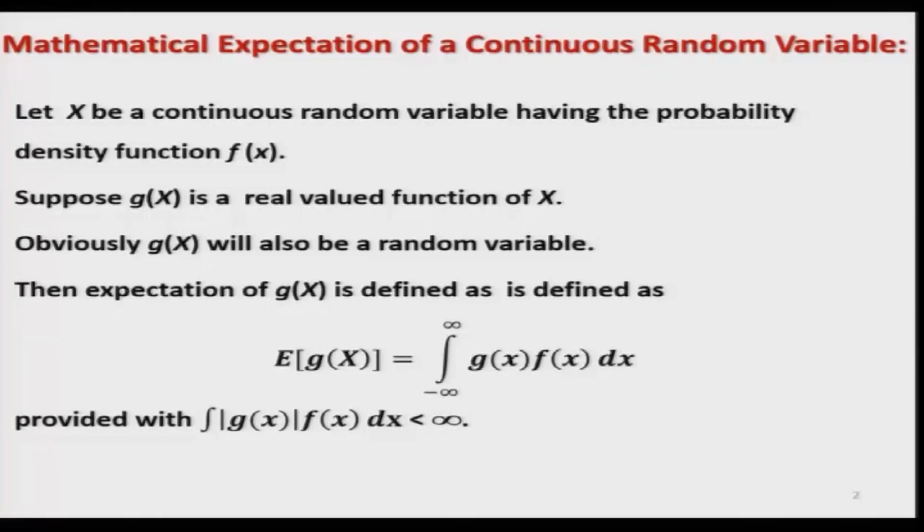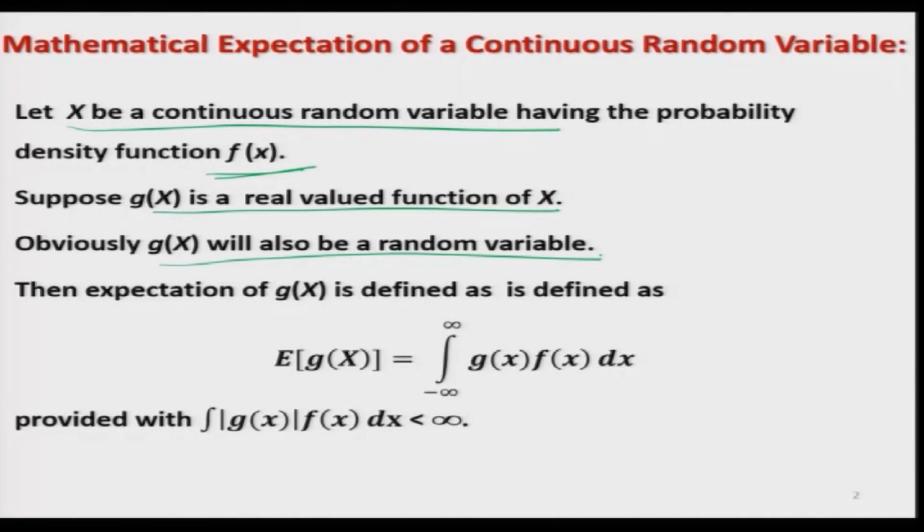For a quick review of how we defined the expectation of a function of a random variable, I have these two slides. First, consider the random variable to be continuous, with probability density function, say f(x), and suppose g(x) is a real valued function of the random variable. So g(X) will also be a random variable, and the expected value of g(X) is defined as the integral from minus infinity to infinity of g(x) f(x) dx, provided this integral exists, for which the condition is that the integral of the absolute value of g(x) f(x) dx is finite.